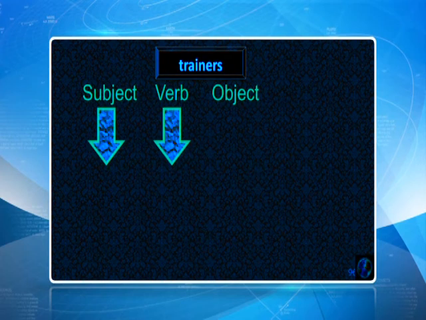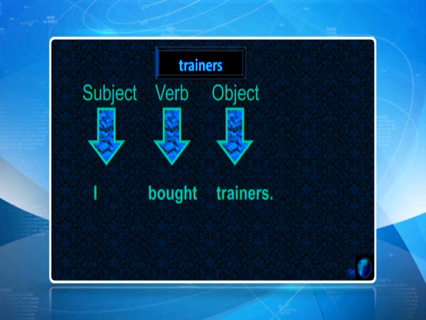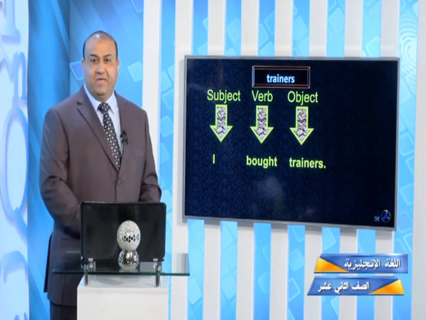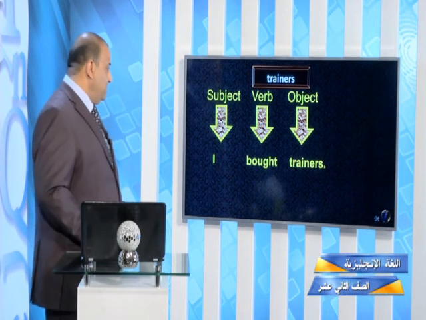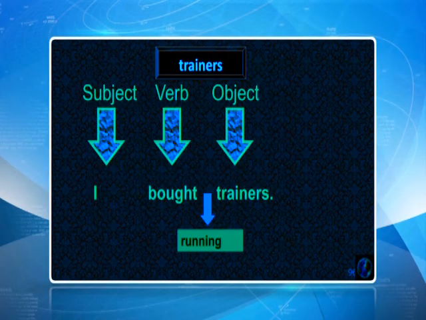For example, if we want to use the word trainers in a sentence, I can say, I bought trainers, which is a completely correct sentence. If you make a sentence like this, you will get full mark. Some students, mainly motivated students, who want to show that they are good at English language, add some other elements in the sentence to make it richer. For example, they may add running, which is a present participle, to modify the word trainers. It's an adjective here. So the sentence becomes, I bought running trainers.